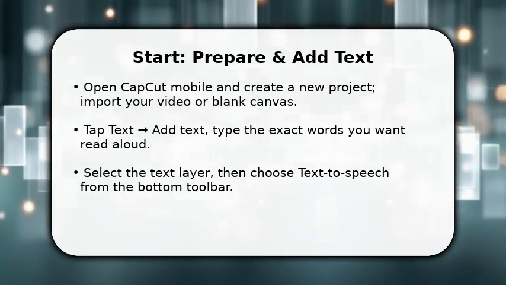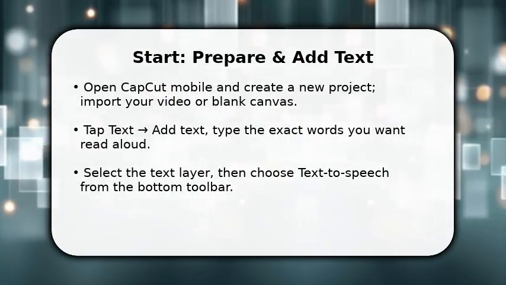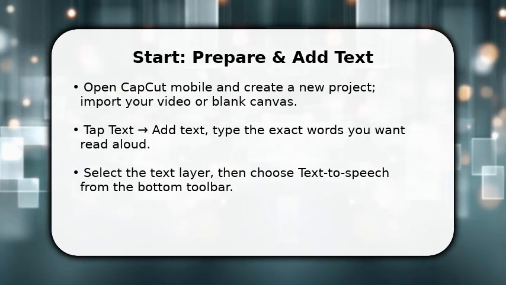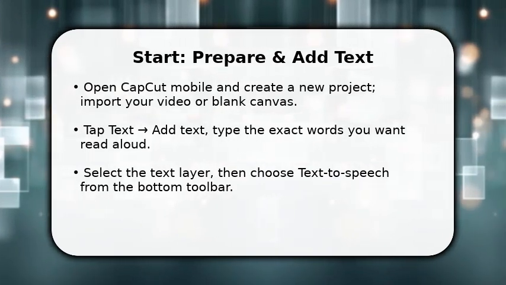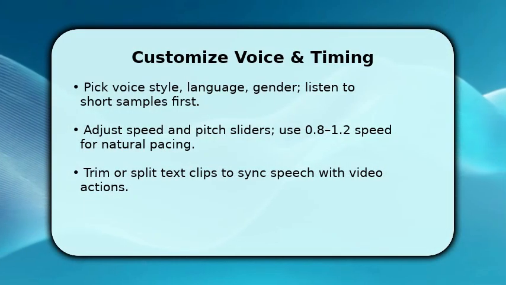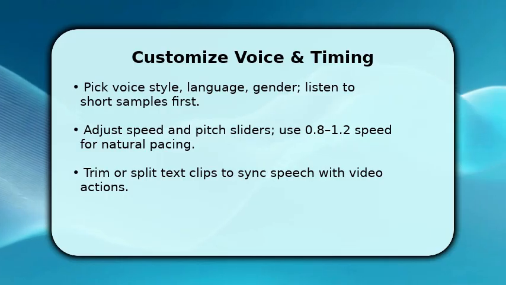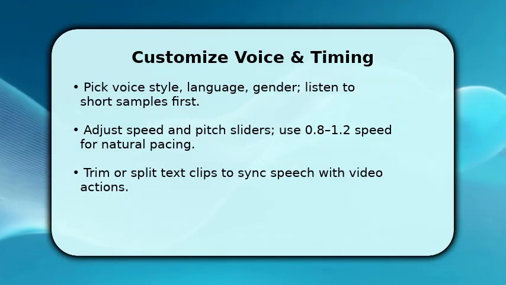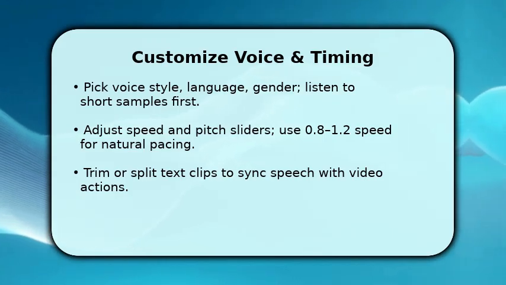Now pick a voice to hear a quick sample before committing. Once you hear the sample, adjust how it fits your scene. You can change language, voice, and gender so the tone matches your content. Then tweak speed and pitch to make it natural. Slower often reads clearer for tutorials, faster works for short captions.